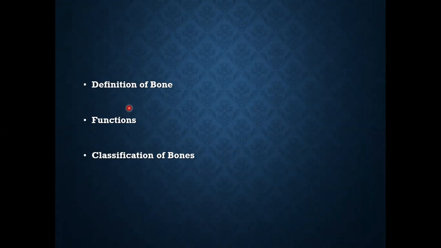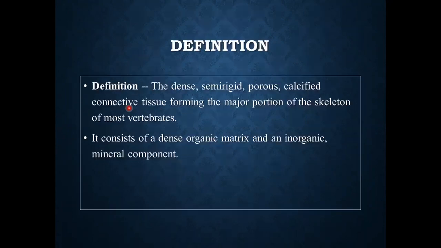So our objectives are the definition of a bone, their functions, and classification of bones. So what is the bone? It is the dense, semi-rigid, porous, calcified connective tissue forming the major portion of the skeleton of most vertebrates. It consists of a dense organic matrix and an inorganic mineral component.